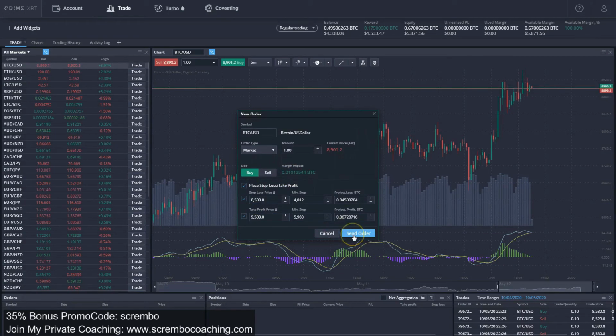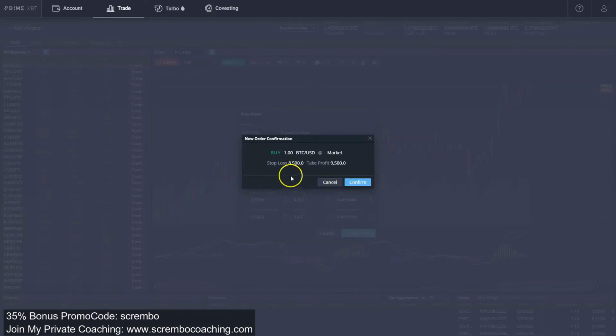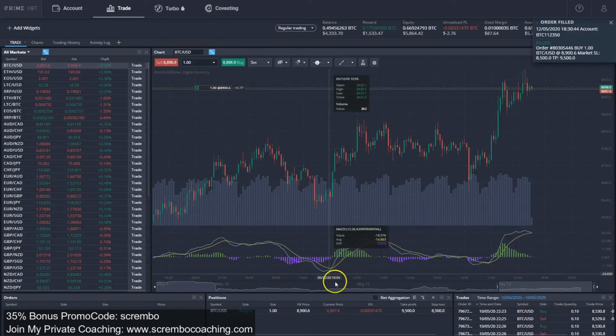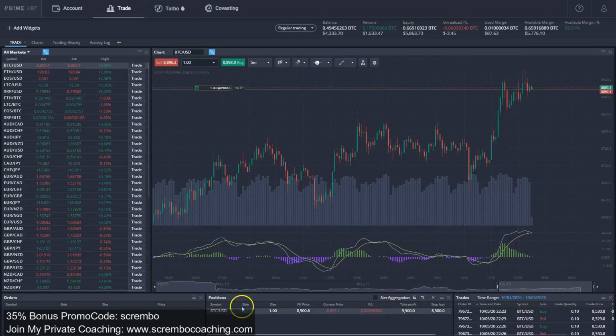And then simply send the order. That's the way you put it, guys. Make sure you verify once again what's going on and then confirm. So here we go. We have all the statistics represented in the positions tab with the price we bought at, our size, which is 1 Bitcoin, the price where we were filled, the current price, profit and loss, and take profit and stop loss as well being shown over there.